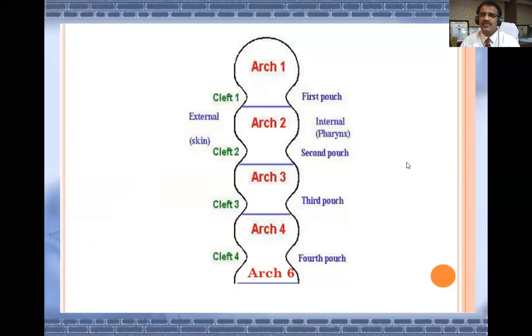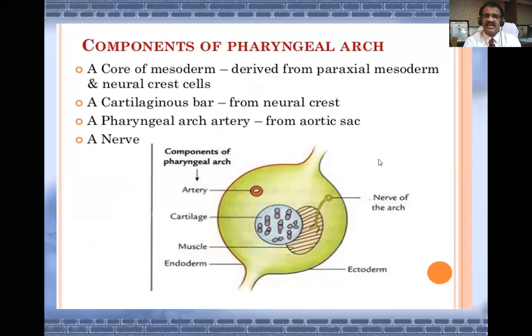Now what are the components of the pharyngeal arch? The core of the pharyngeal arch is made up of mesoderm derived from paraxial mesoderm and neural crest cells. The cartilaginous bar comes from the neural crest, and the pharyngeal arch artery comes from the aortic sac, and a nerve. These are the components of the pharyngeal arch.